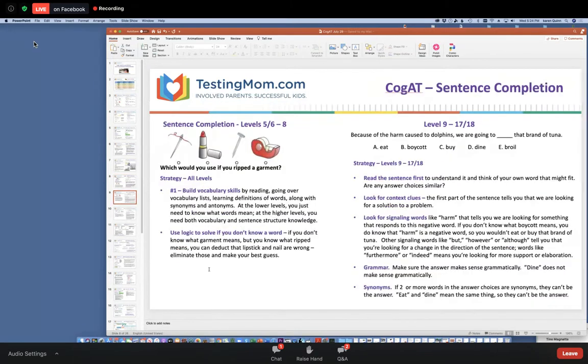Okay, so here we have sentence completion. And so we looked at this one before. What would you use if you ripped a garment for younger kids?